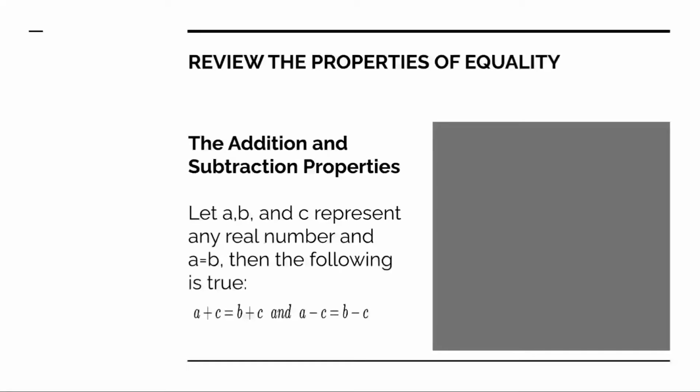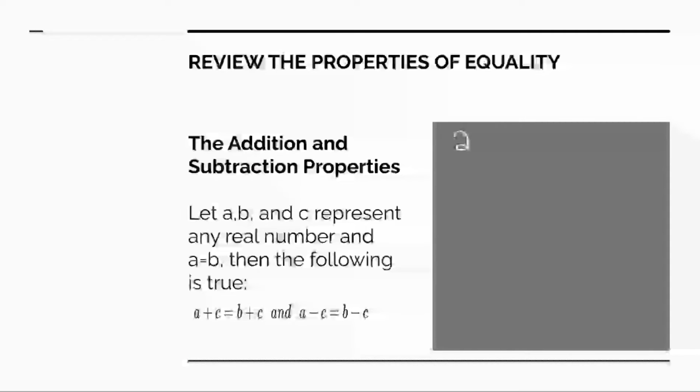So here we have the addition and subtraction properties. Let A, B, and C represent any real numbers, and let A and B be equal. So A equals B. Then the following is true. For the addition property, A plus C equals B plus C. And for subtraction, A minus C equals B minus C. Let's break this down a little further. Let's do the addition one.